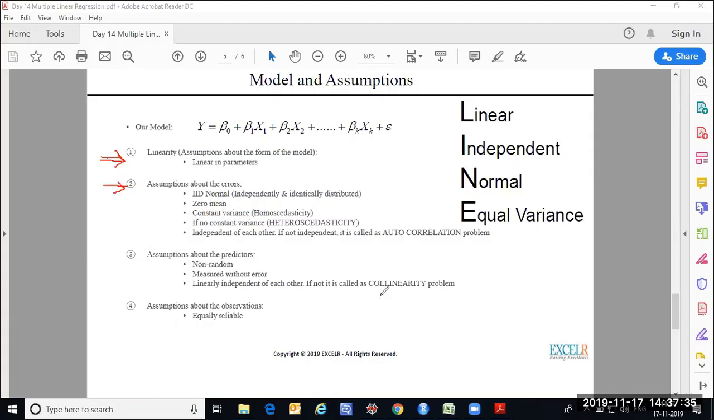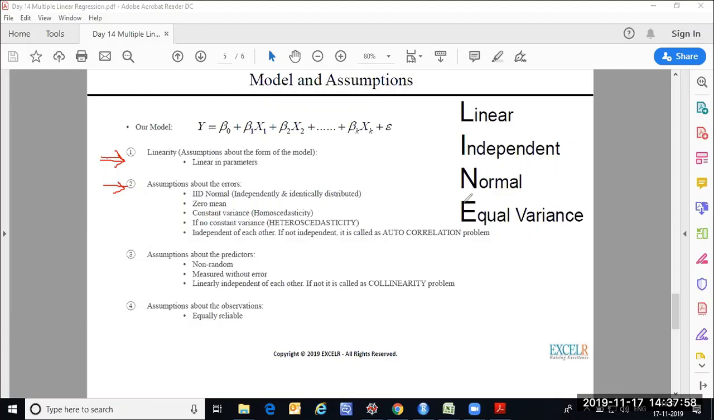When do we get to see the errors? Is it before building the model or after building the model? After building the model. Once we build the model, then we will have the predicted values. And the difference between your actual values and predicted values become the error. Correct?